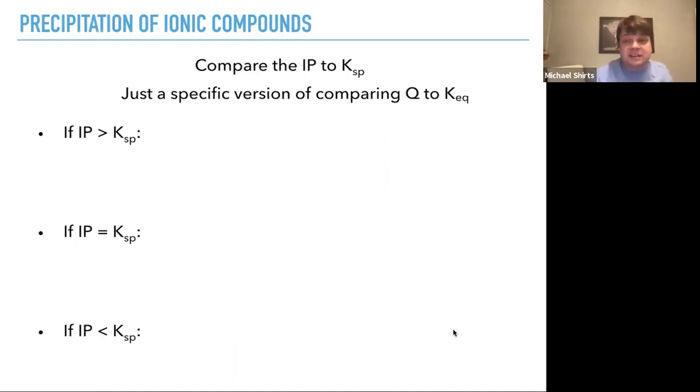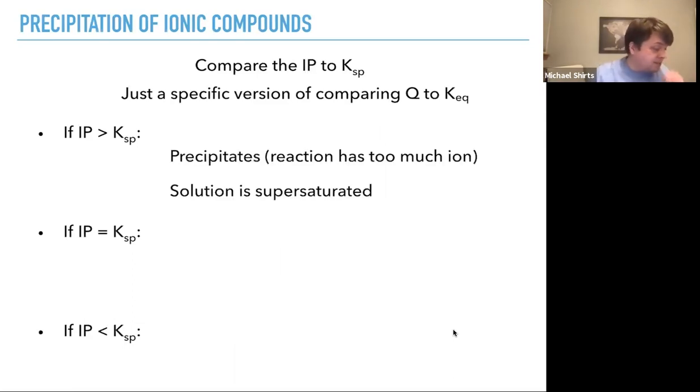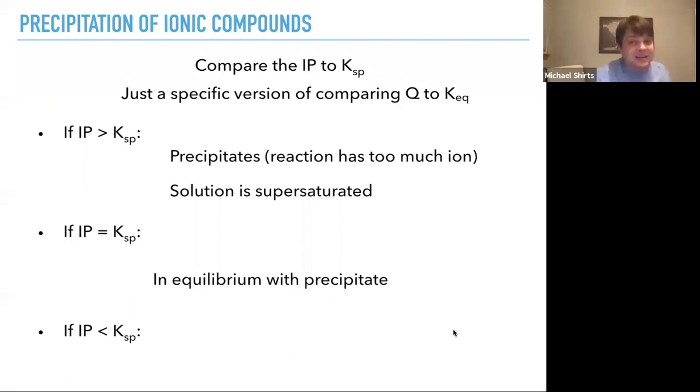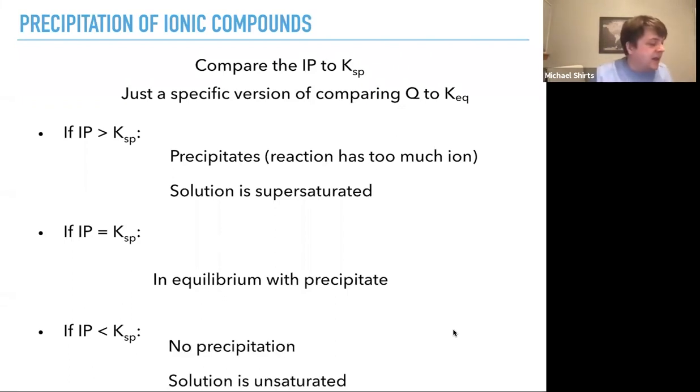So what we do to see if there's going to be precipitation or not is just a specific version of comparing Q to K. If the ion product is above KSP, then it precipitates. It needs to move towards equilibrium by producing more of the solute. The reaction has too much ion, and that would indicate that the solution is supersaturated. Of course, if IP equals KSP, then it's in equilibrium with the precipitate. It's exactly saturated.